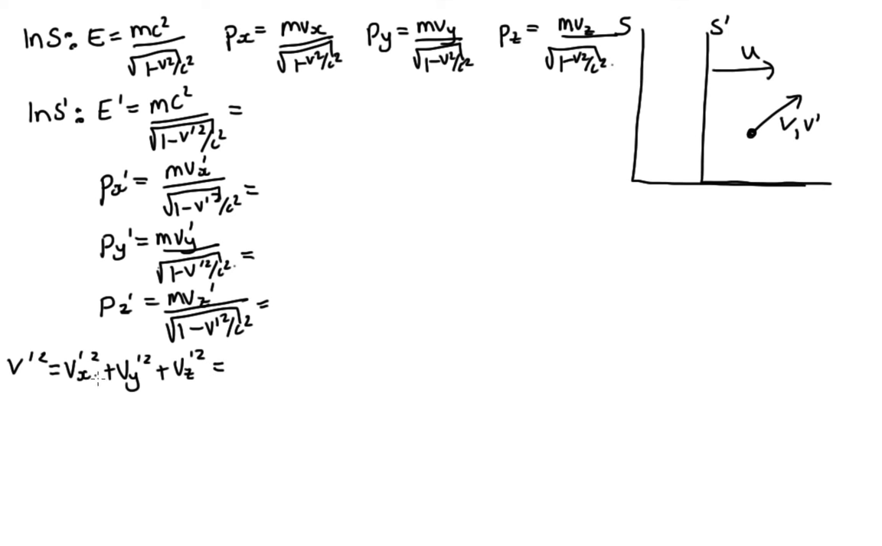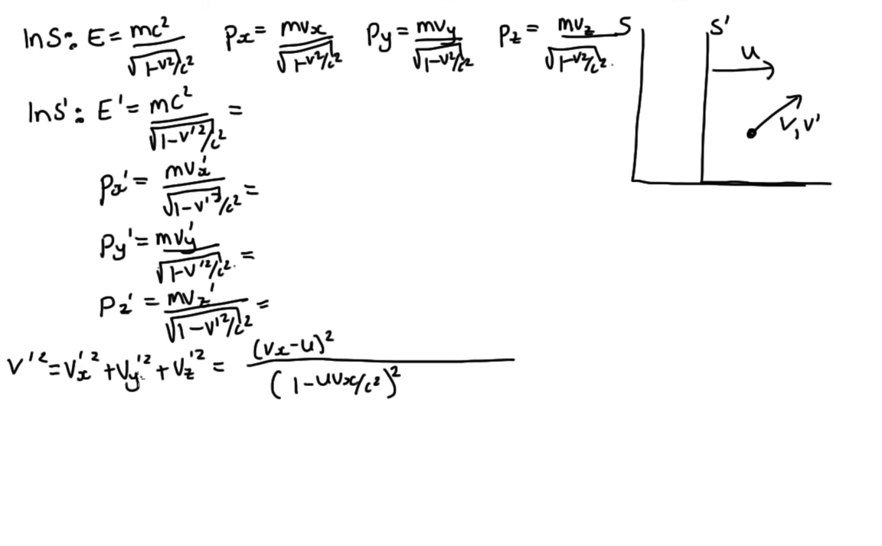So now what we can do is substitute in our expressions for these things here, because previously we've shown what vx prime is in terms of v. And so all of these terms actually have a common denominator. The common denominator is 1 minus u vx on c squared. And so we know that vx prime is equal to vx minus u over 1 minus u vx on c squared. So this should be squared when we square it. And so this is equal to vx minus u squared.